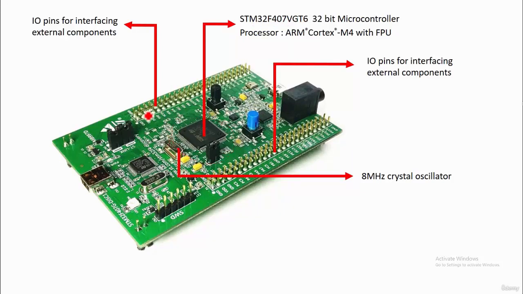And after that, to connect various external components such as LEDs, buttons, LCDs, keypads, and various other things, a rich set of IO pins are available on the board. These are the IO pins, or what we call external interfacing headers, IO headers. There are lots of IO pins available for your external components interfacing. And this board also has an 8 MHz crystal oscillator in order to supply clock to the microcontroller.